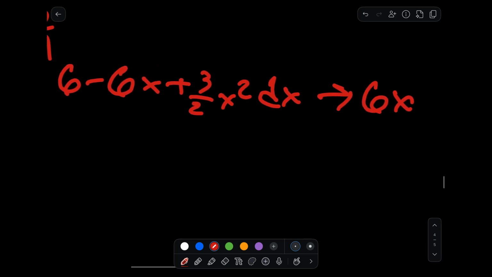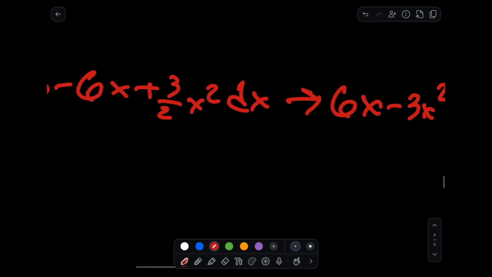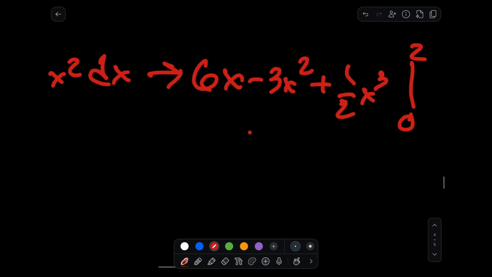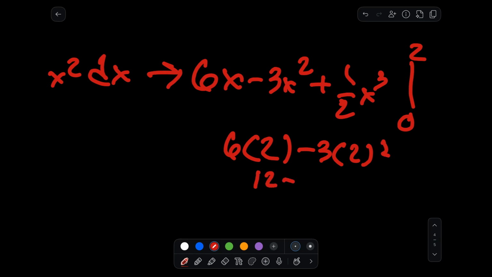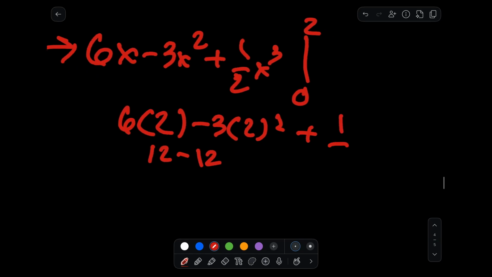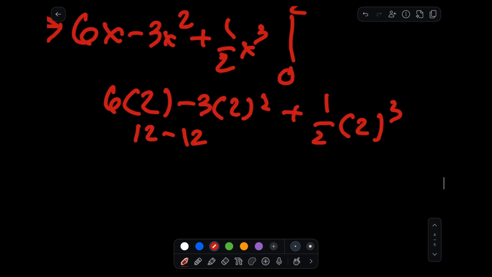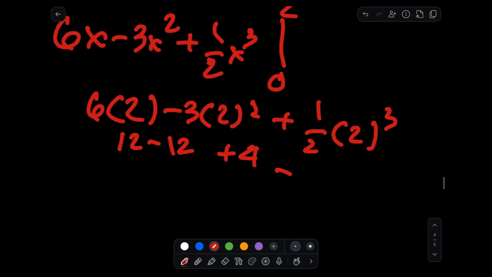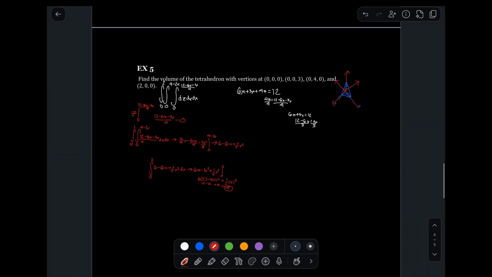And we get 6x minus 3x squared. And then reverse power rule, the 3 cancels out, so we have plus 1 half x cubed, from 0 to 2. So we have, what's this? Everything's going to go to 0 because there's no constant, right? Yeah, or just all polynomials. Minus 3 times 2 squared, 12 minus 12, plus 1 half 2 cubed, 8 times 1 half is 4, so 12 minus 12 plus 4 equals 4. That is our final answer for this problem, and that is the final problem in this section.